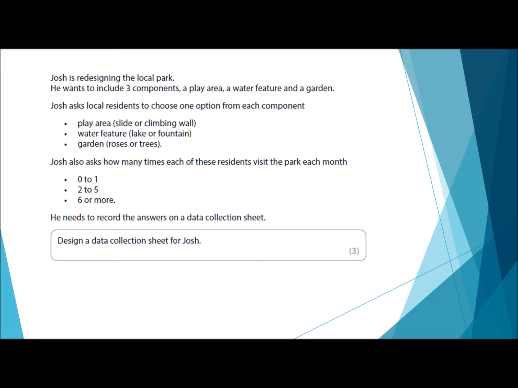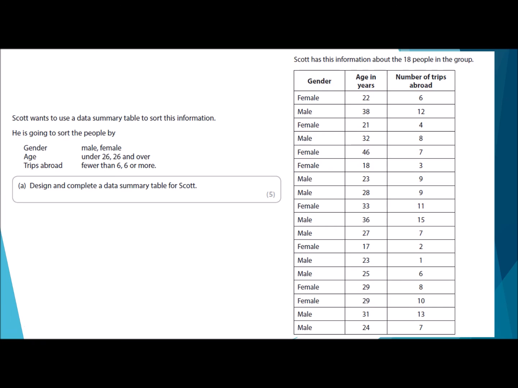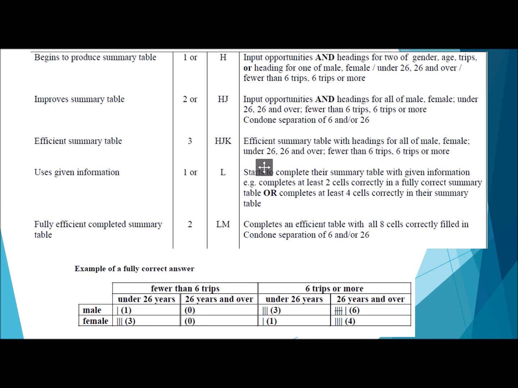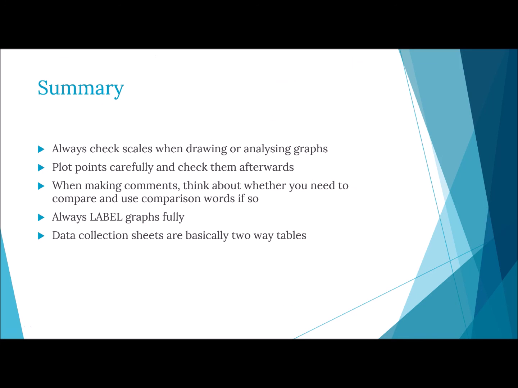Otherwise, data collection should hopefully be straightforward. I know for some people who aren't very visual, it can be quite a difficult question. So that is the end.